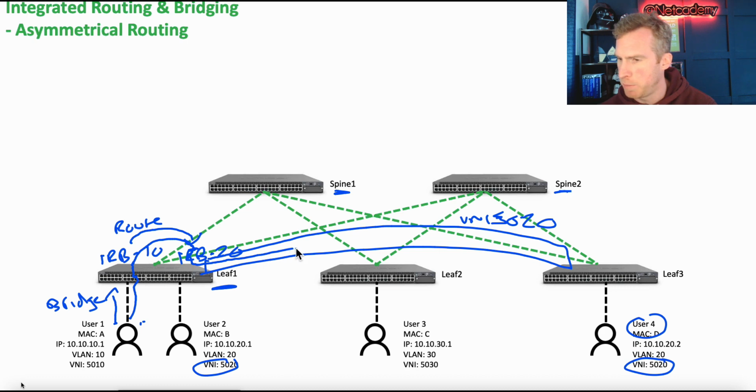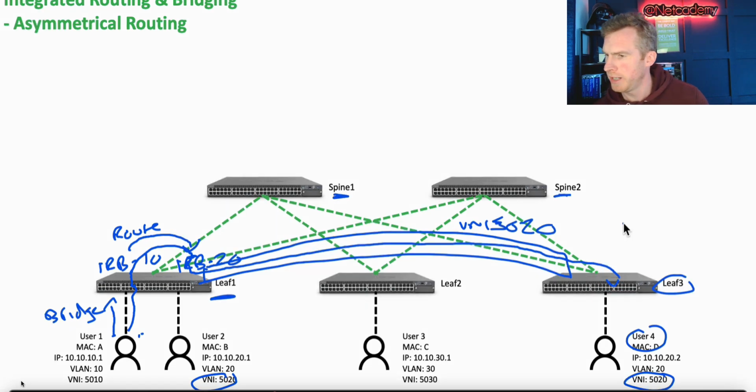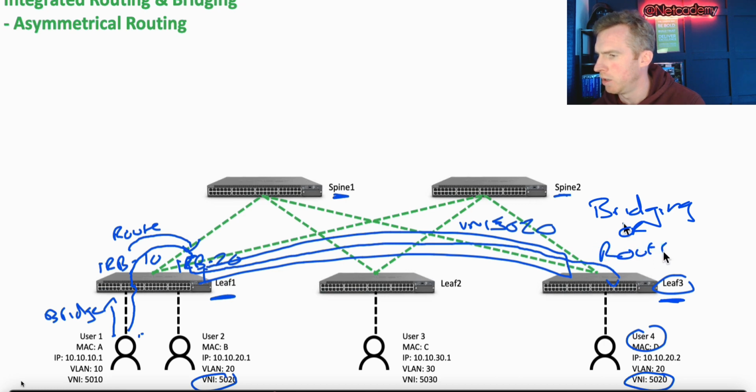And then that traffic is passed through the tunnel itself with VNI 5020, where it then gets to leaf 3 itself. So the traffic has now arrived at leaf 3. Now, what do you think happens at this point? Will leaf 3 do any bridging, or will it do some routing? Just have a think about that for a second, and I want to steer you on the right path.